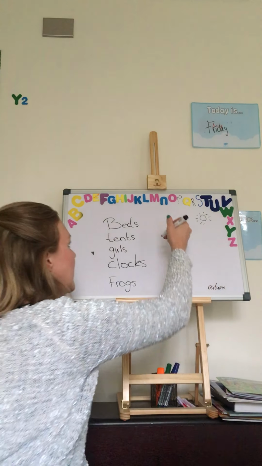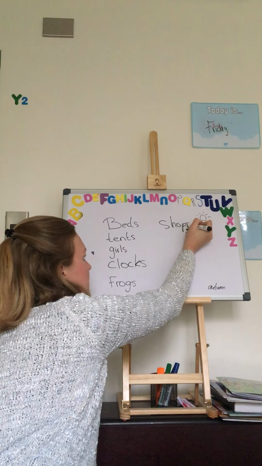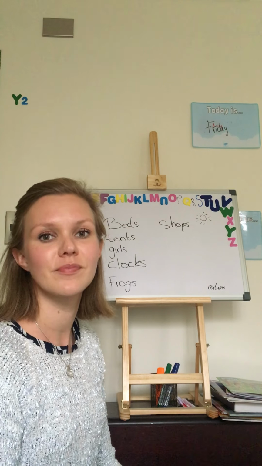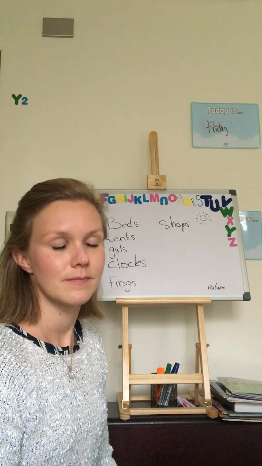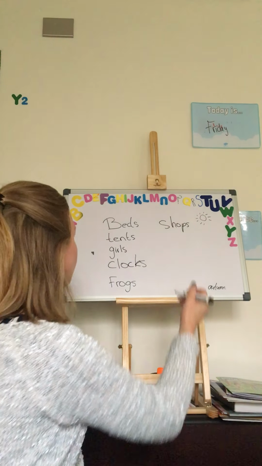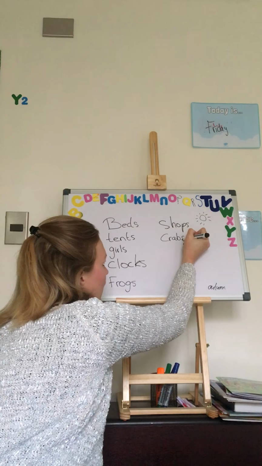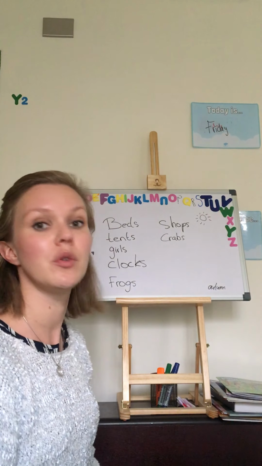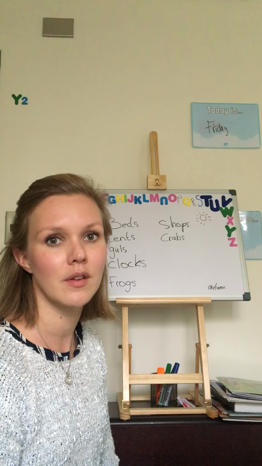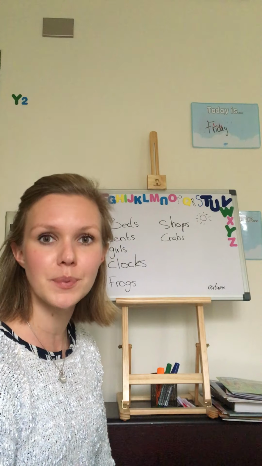Okay, the next word is shops. Shops. If you want to buy something, you can go to the shops. The next word is crabs. Crabs. I think that we already learned about the word crab, right? I think that we had that word another time on the spelling form. So now we're talking about more crabs.